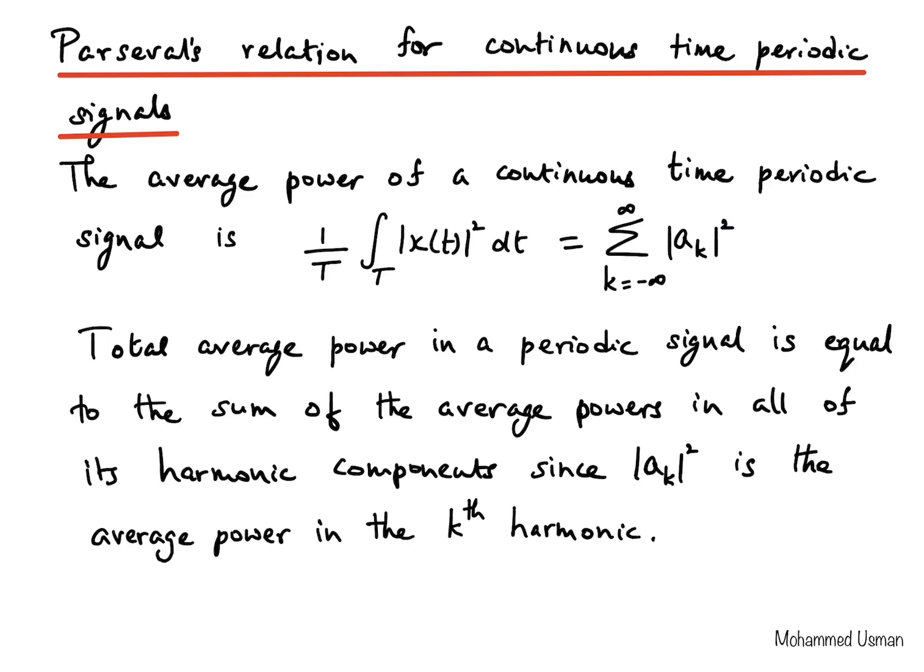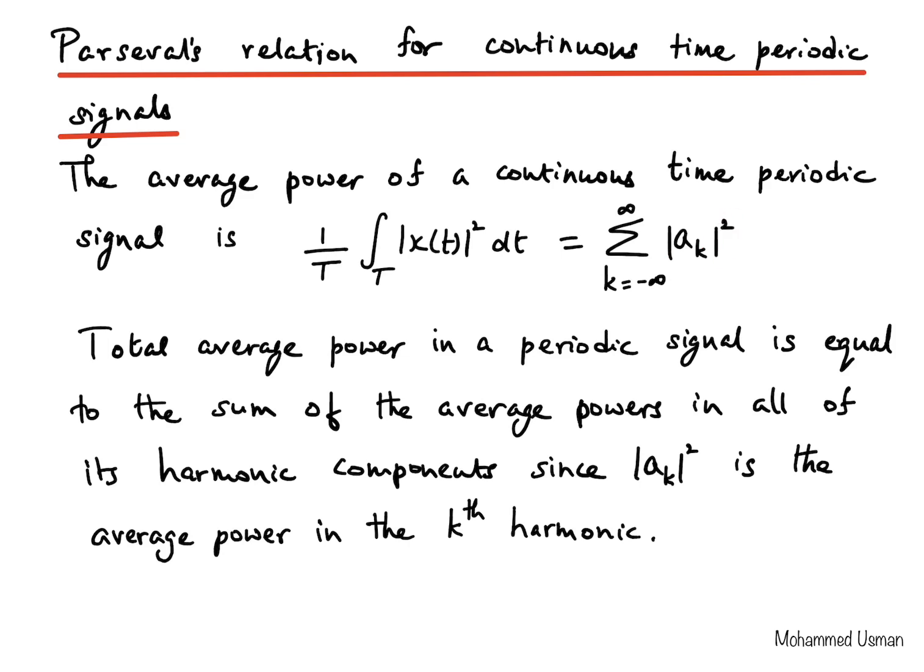So what this basically means is that if we know the Fourier series coefficients aks for a particular signal, then we can compute the total average power of that signal by adding up these terms, magnitude of ak squared, for all values of k. So that would give us the total average power of the signal. So the total average power in a periodic signal is equal to the sum of the average powers in all its harmonic components. So each ak is representing the magnitude of the kth harmonic component.